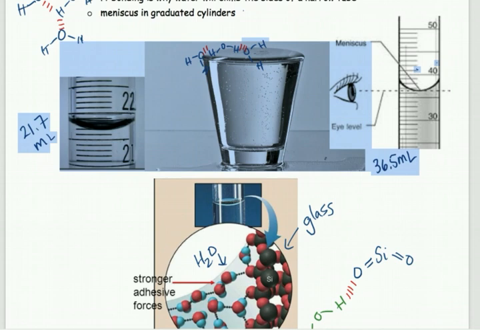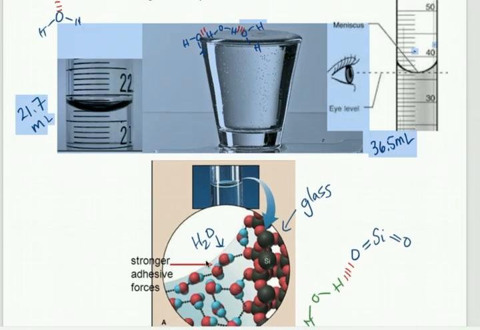So they're holding hands together here with the meniscus part, but then they're being pulled up by the glass because they're hydrogen bonded to the glass as well. So that's why you get this meniscus effect here. Okay.